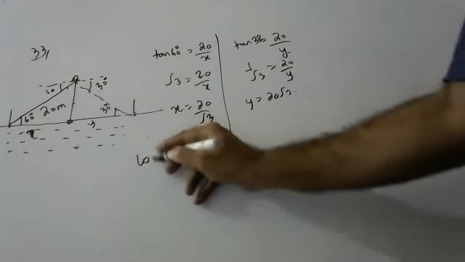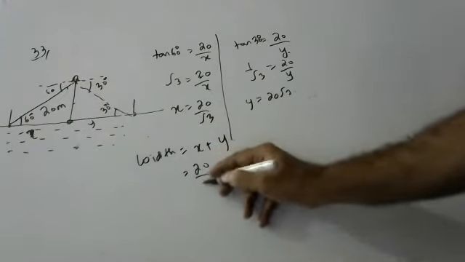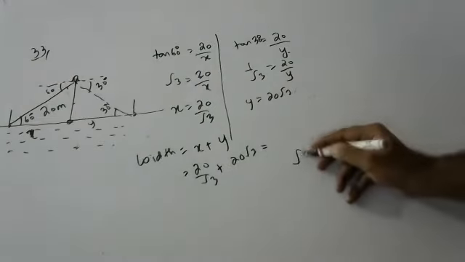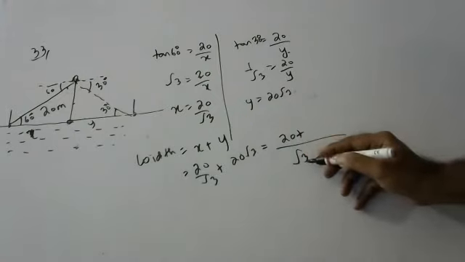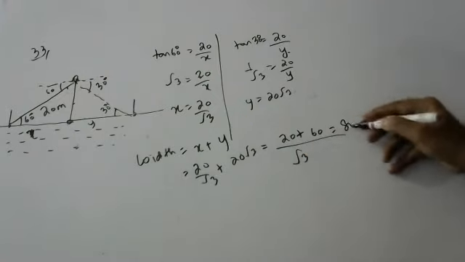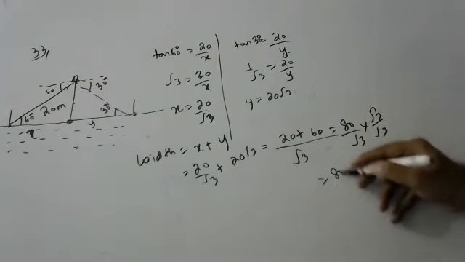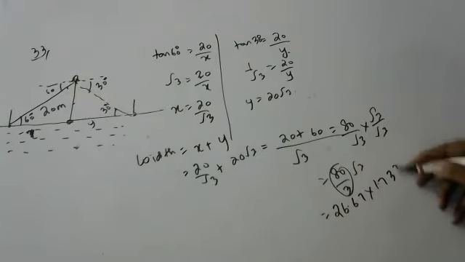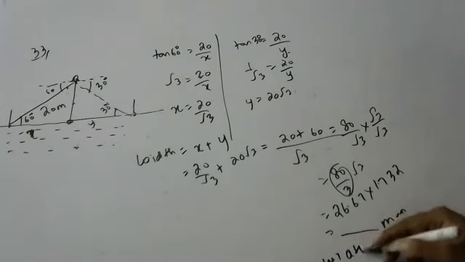Okay. So width of the river, if anyone asks, you should find out x plus y. 20 by root 3 plus 20 root 3. LCM is what, children? Root 3 is the LCM. 20 plus 20 root 3 into root 3, how much, children? 60. That is 80 by root 3. Rationalize, root 3 by root 3. So 80 by 3 into root 3. Okay. This is 26.67, children. 80 by 3 into 1.732. Can anyone help me? Tell me, this is the width of the river.